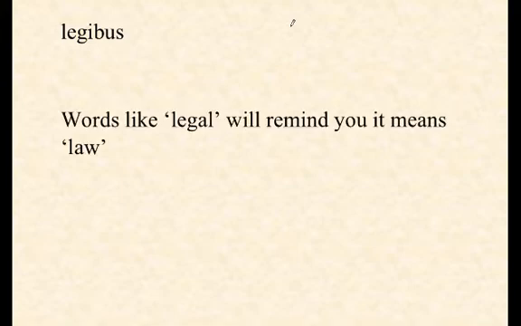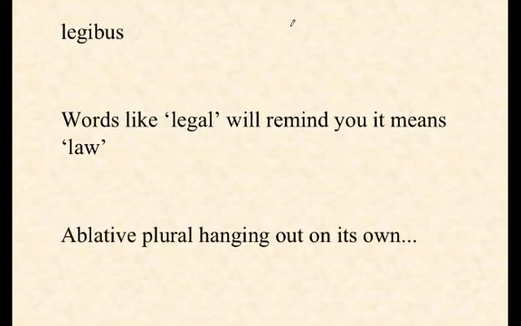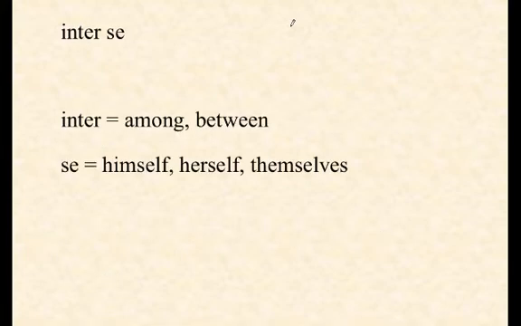Legibus. What does it look like? Well, hopefully you're thinking about the word like legal, which reminds you that it means something to do with law. It's an ablative plural hanging out on its own. So, pluralize law and add some type of a preposition, such as, well, you know by now, in, with, or by. In laws. Inter se. Inter means among or between. Se means himself, herself, themselves. Put it all together. Inter se means here, among themselves.